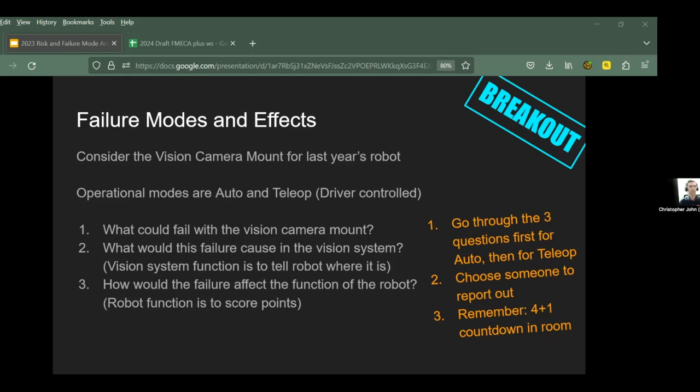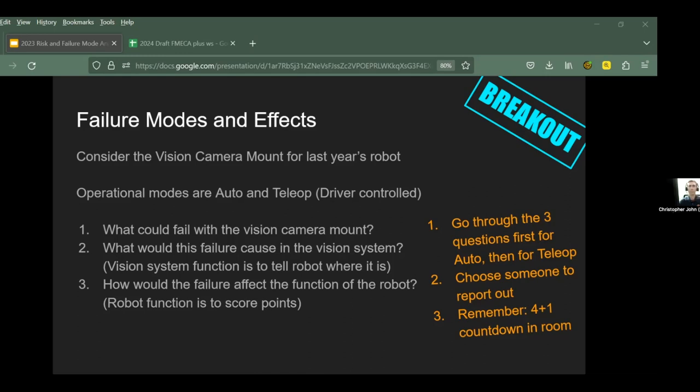Andrea. So we started from just the mount and said, like, if it fell off, then the robot wouldn't be able to see April tags, which then means it can't align to score. We also said, like, if it falls off completely, the camera could get run over on the field by another robot. All right. Very good.